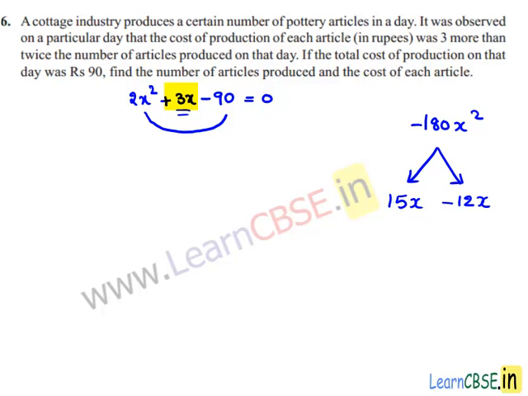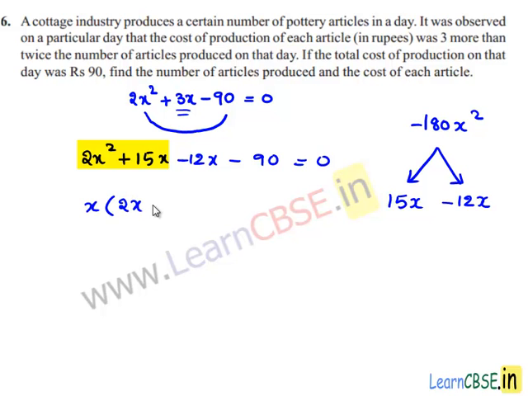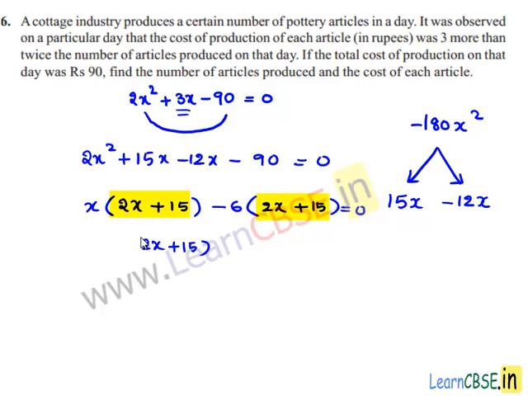So 15x and minus 12x satisfy both the conditions. 3x can be replaced with plus 15x minus 12x, and here we have minus 90. This is equal to 0. So x can be taken common. This is 2x plus 15. And here minus 6 can be taken common, and we'll be getting 2x plus 15. So this is equal to 0. So 2x plus 15 can be taken common. The remaining terms will be x minus 6. This is equal to 0.